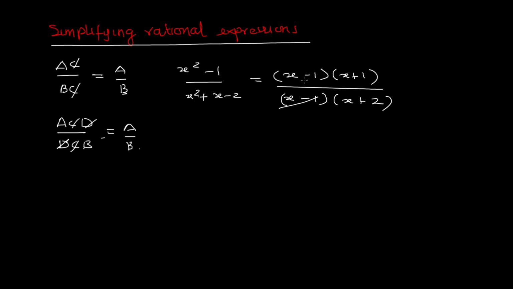Then I can cancel this, I can cancel that, in a similar fashion to what I did here. So you cancel this and you cancel that. You can see here I've cancelled this, I've cancelled that. So eventually we have x plus 1 over x plus 2. So we would have simplified that expression here.